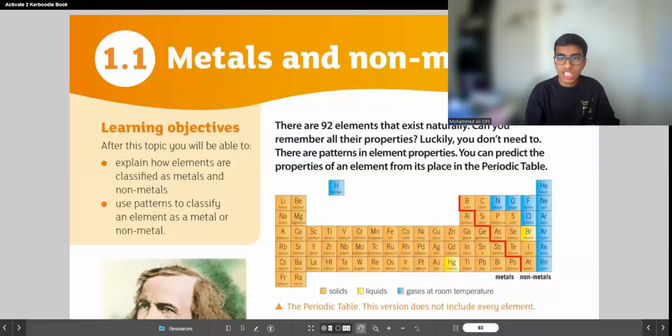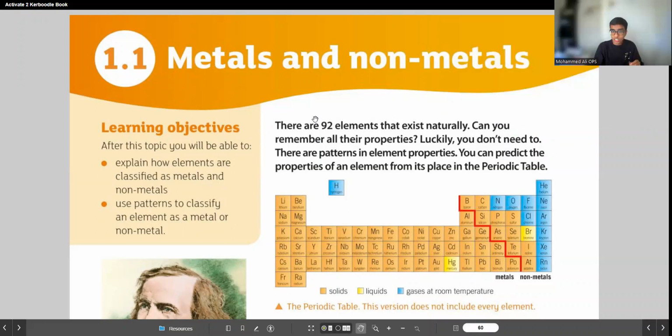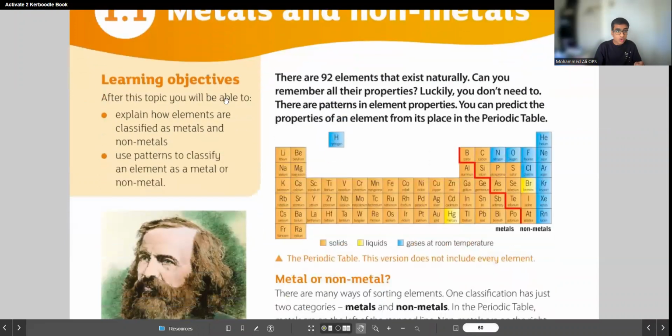Alright, so we're going to be talking about metals and non-metals in today's session. So here are the learning objectives that you need to know. After this topic, you will be able to explain how elements are classified as metals and non-metals, and you can use patterns to classify an element as a metal or non-metal.